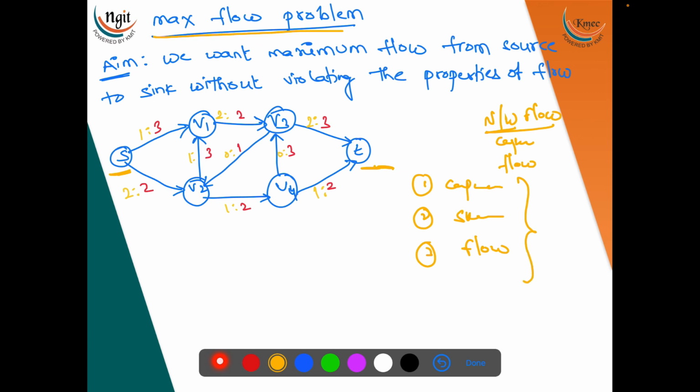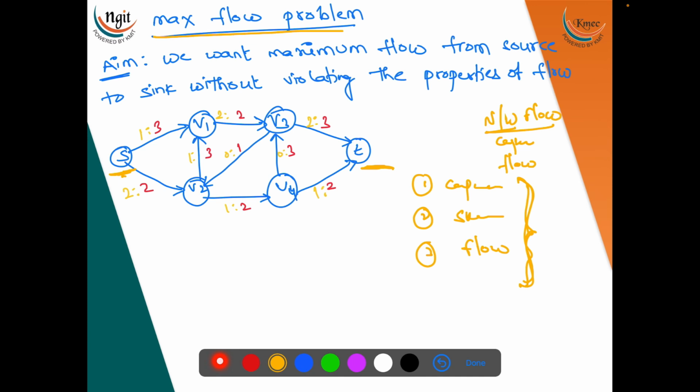Whatever three properties we discussed in the last video, we will maintain all three in order to pull out the maximum flow from the source and push it into the sink. We want these three properties to be followed at the same time when we pass maximum flow into this flow network. So currently, what is the flow of this whole network?